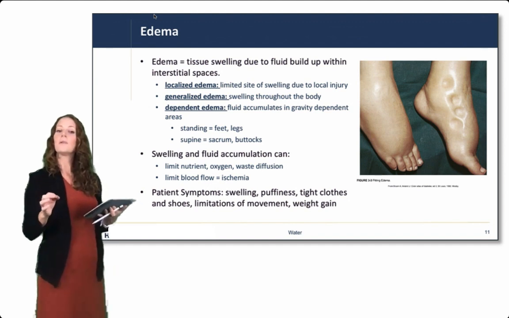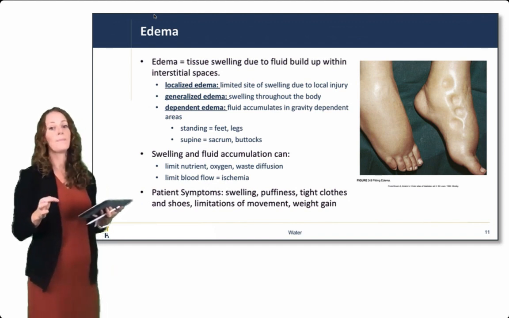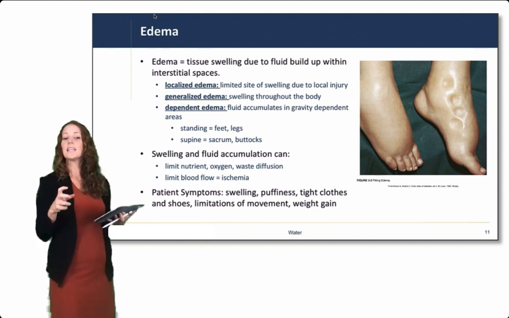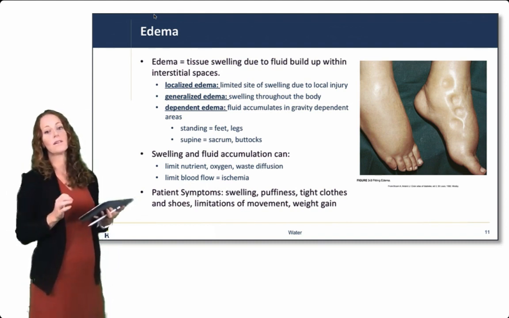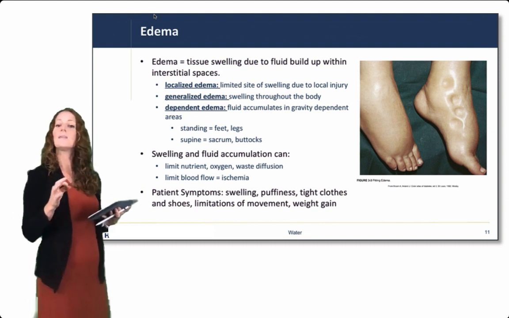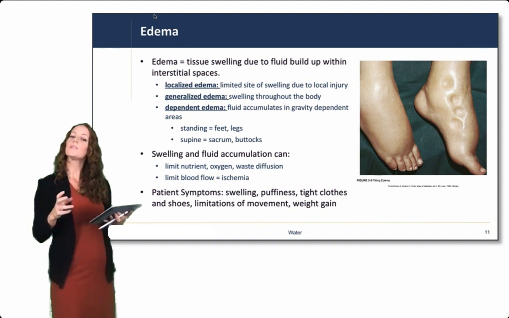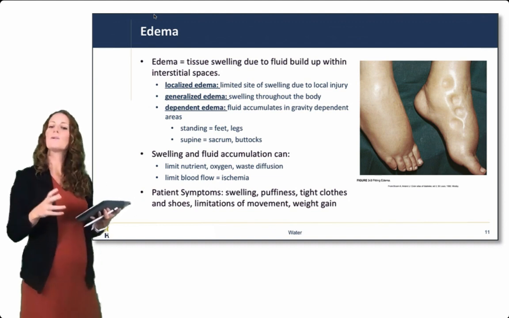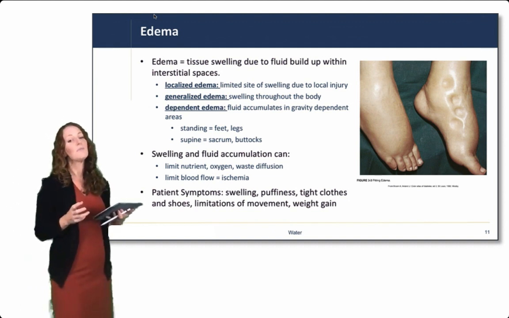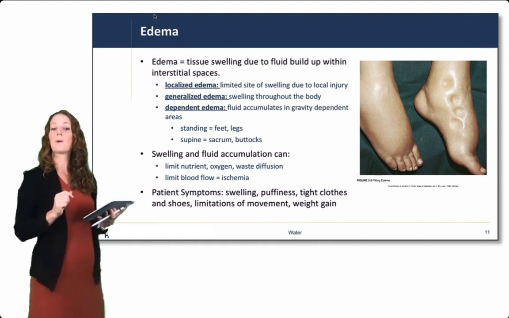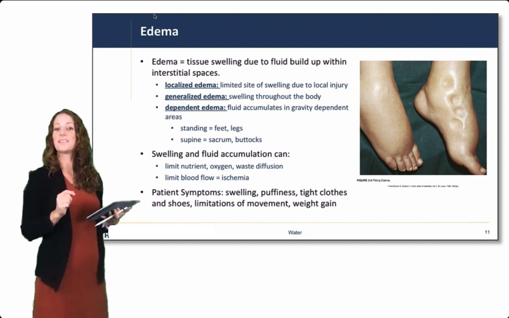Swelling and fluid accumulation is a problem. Not only is it painful because it presses on the nerves, it can limit nutrient, oxygen, and water diffusion. It can limit blood flow and cause ischemia. Patients will report swelling, puffiness, tight clothes and shoes, limitations of movement, and weight gain with edema. It's one of the most important physical signs that you will see.